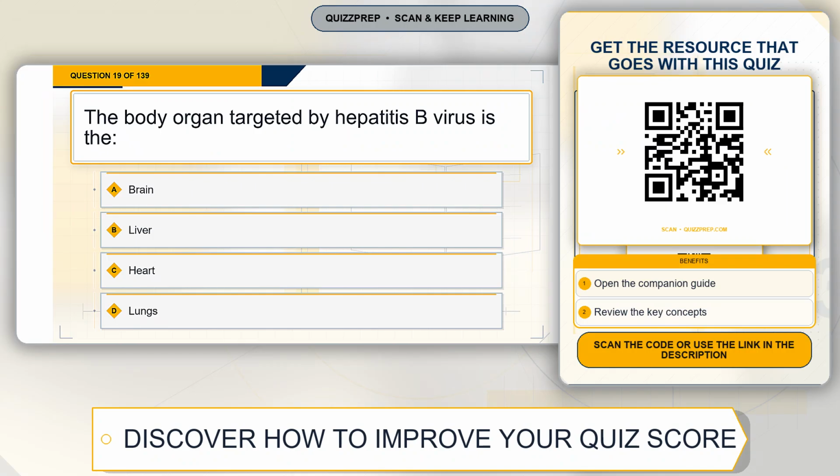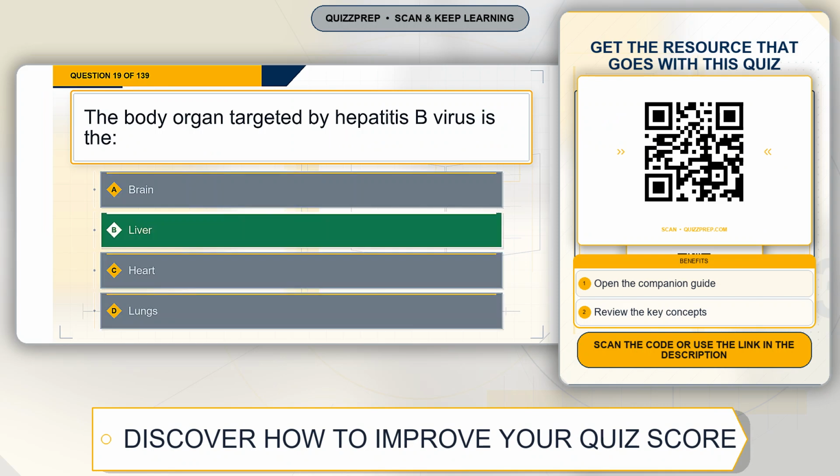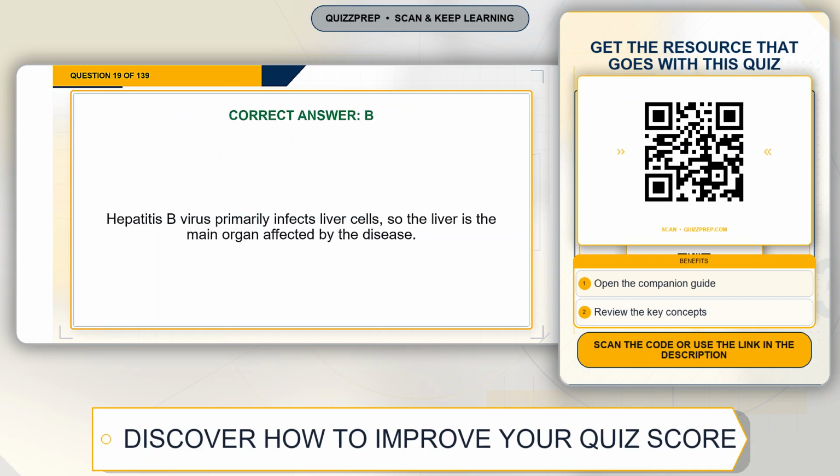Question 19. The body organ targeted by hepatitis B virus is the Option A, brain. Option B, liver. Option C, heart. Option D, lungs. The correct answer is option B, liver. Explanation. Hepatitis B virus primarily infects liver cells, so the liver is the main organ affected by the disease.